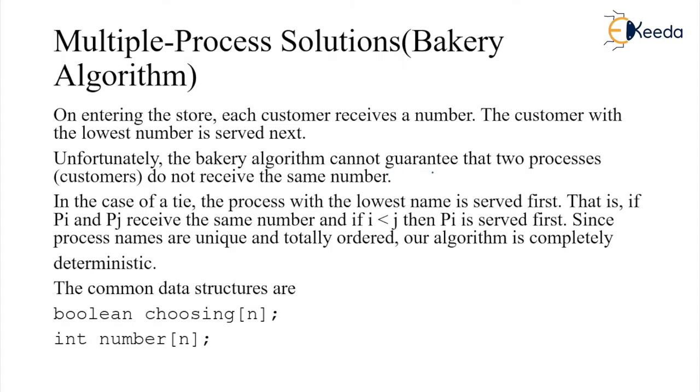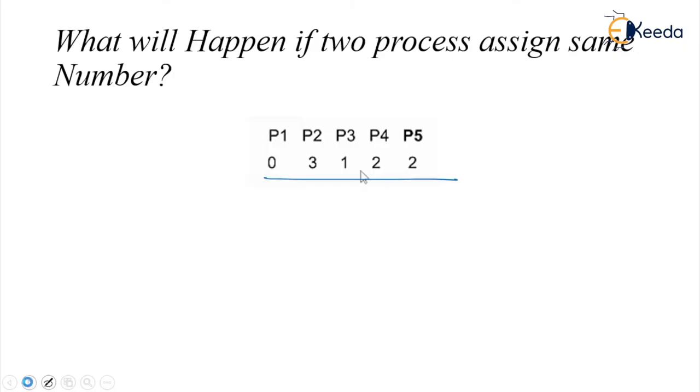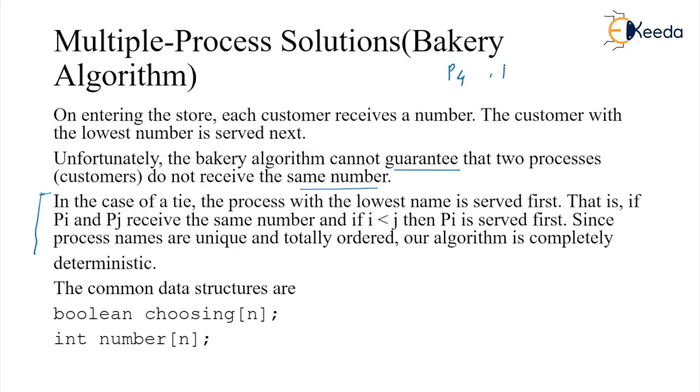So unfortunately, the bakery algorithm cannot guarantee that two processes do not receive the same number. In the case of a tie, now we have to break the tie. Suppose in the previous case P4 and P5 are assigned token number 2 and 2. In case of a tie, the process with the lowest process name will be served first. P4 is process number 4 and P5 is process number 5. The lowest is 4, so 4 will be served first. Since the process names are unique and totally ordered, our algorithm is completely deterministic.